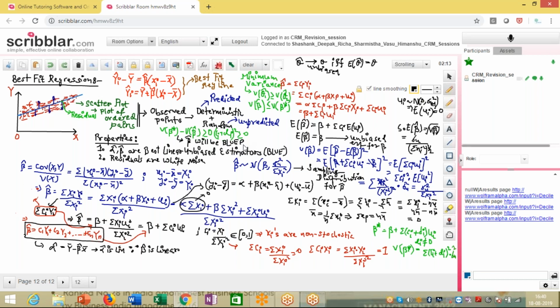Right, so beta hat will be the best linear unbiased estimate. So the first point is proven.